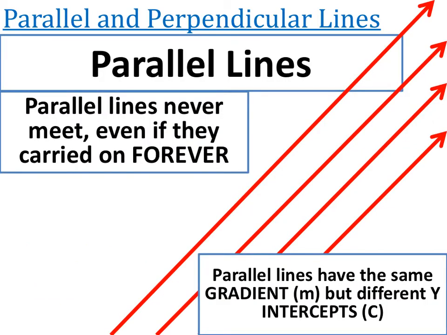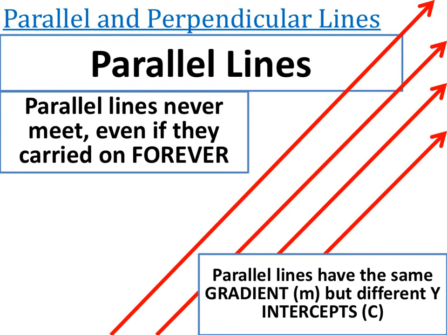Okay, lots of information here, not really much that you need to know though. We've got a bunch of parallel lines there, 4 red parallel lines. You can see that they never, ever meet. They all have the exact same space between them. Even if they carried on forever, they would never cross.